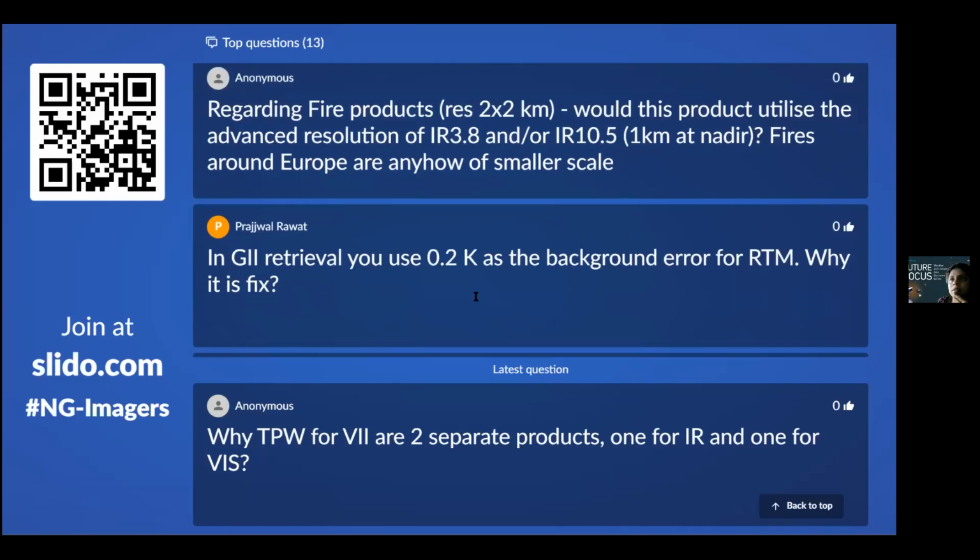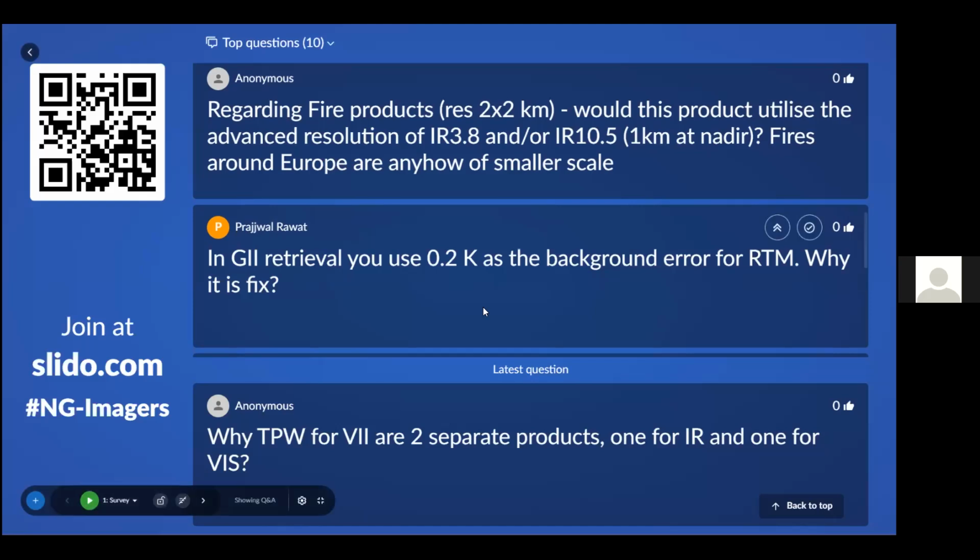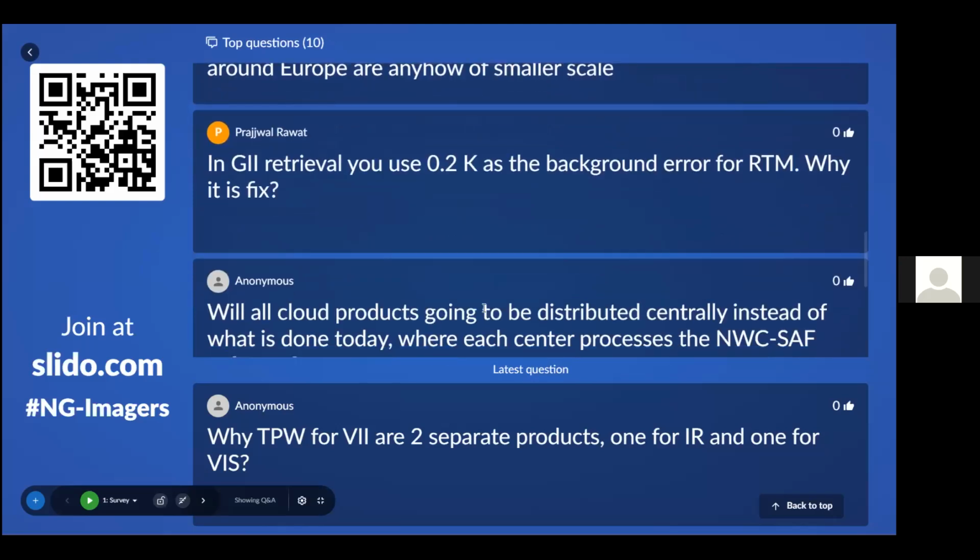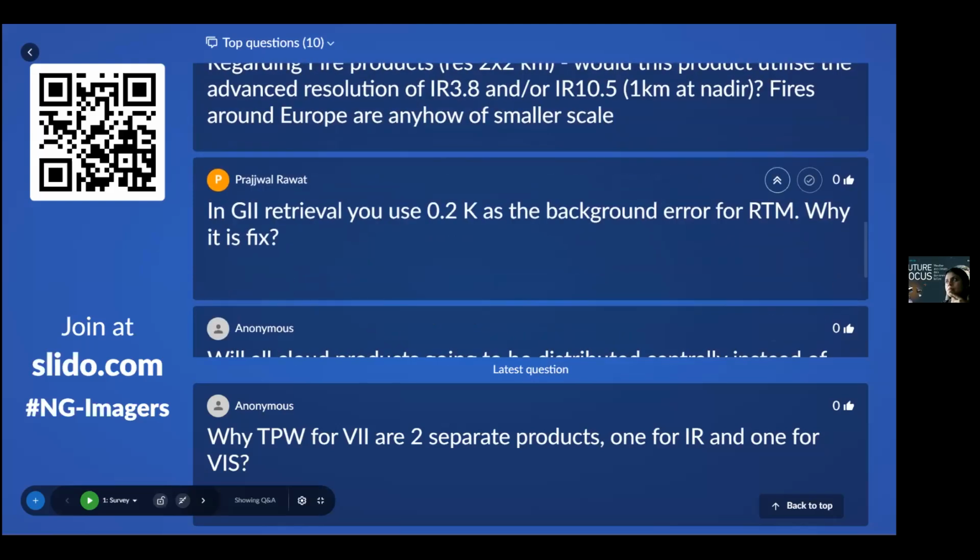And for the GIA, because there's no talk on that, we can maybe try to answer it here. In GIA retrieval, you use 0.2 K as a background error for RTM. Why this fixed value? I'm not sure. I don't know. Maybe Phil, do you know? Yeah, there's no reason for it to be absolutely fixed. It's true, it's never been tuned in that kind of detail. It's something we could look at, but I think that's just a pragmatic solution we've had in the system for many years now, probably. Okay, good.